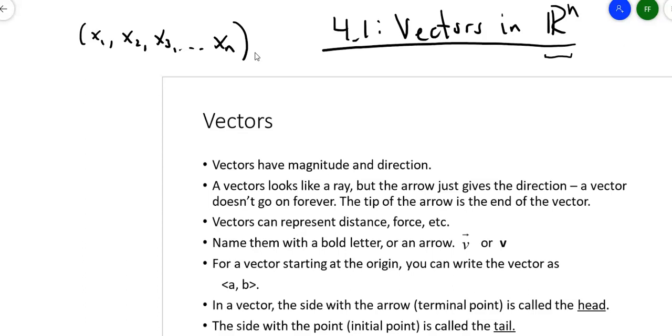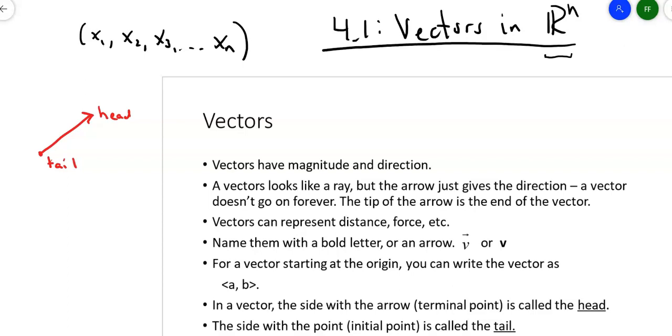So a vector has both magnitude and direction. You might look at it like this and think that that's a ray, like from back in high school geometry where it went on forever in one direction. But a vector doesn't go on forever. That vector is exactly as long as that vector that I drew. It's got an initial point, called the tail, and then it's got a terminal point, which is called the head. So the side with the arrow is called the head. The other side is called the tail.